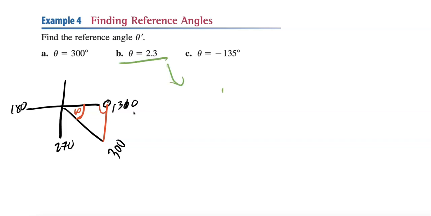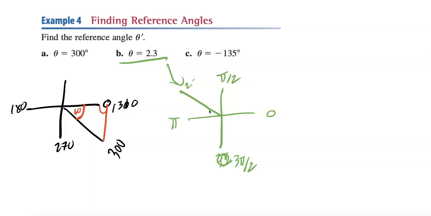2 pi over 3, honestly, I have my radians down like this. I don't have what that means in number terms. I would say this is pi, which is 3.14. So 2 pi over 3, this is 3.14 divided by 2, so that's like 1 point something. So it's probably in here somewhere. So it would be 2.3.